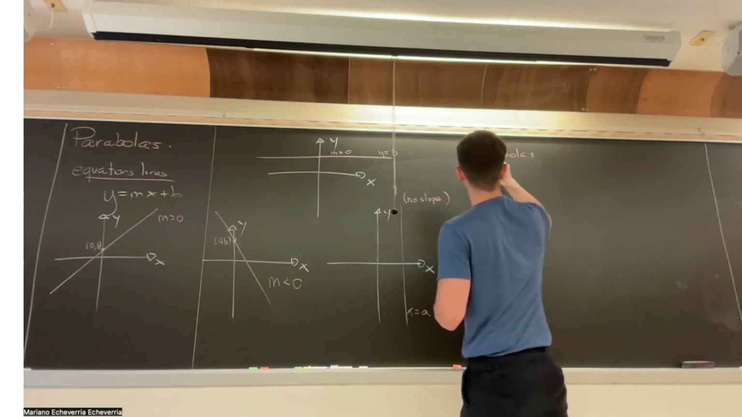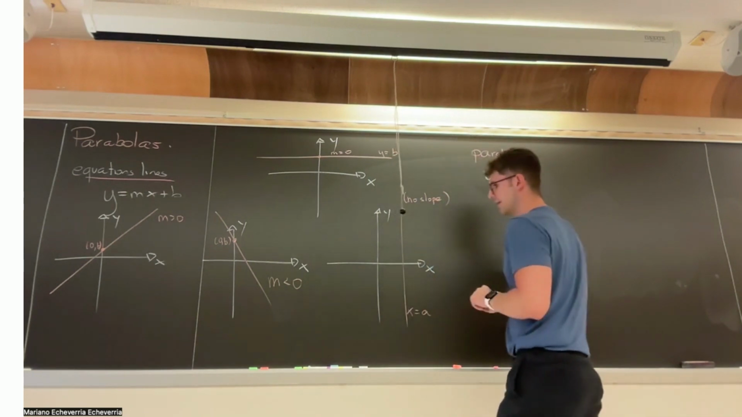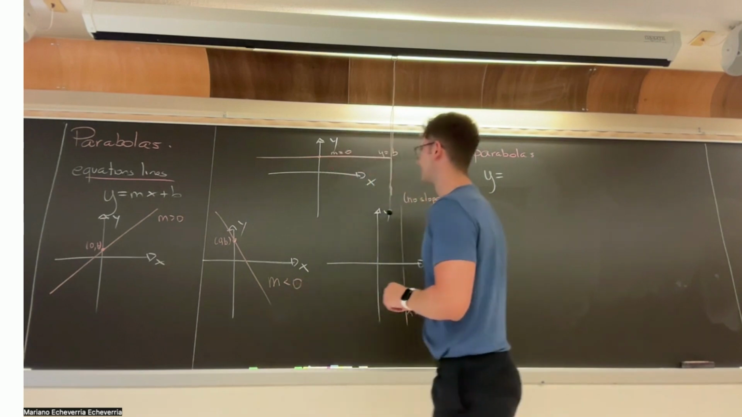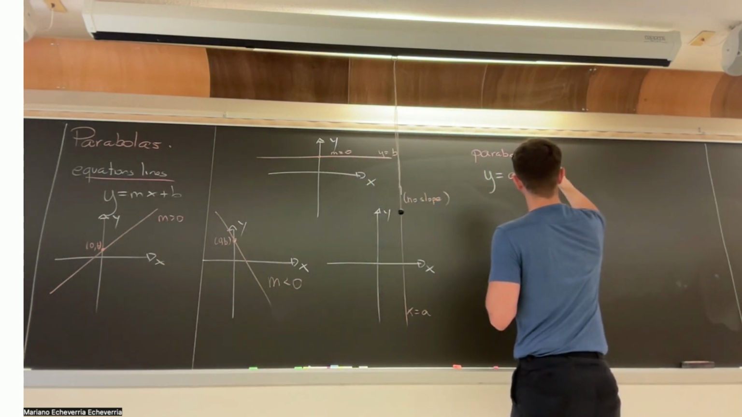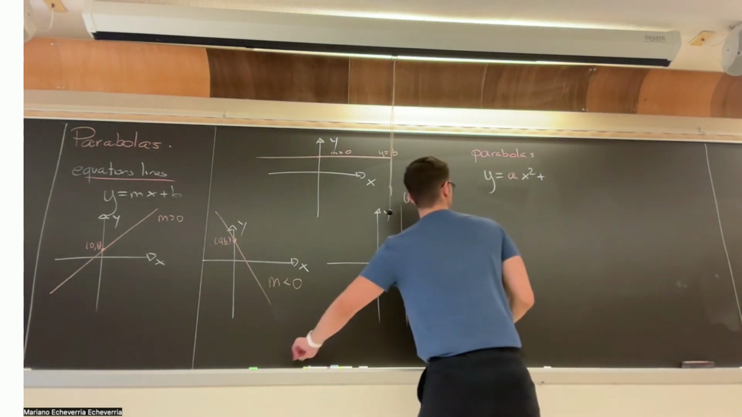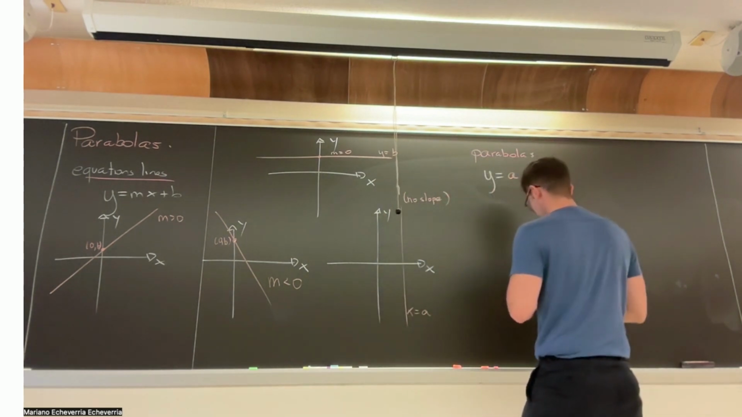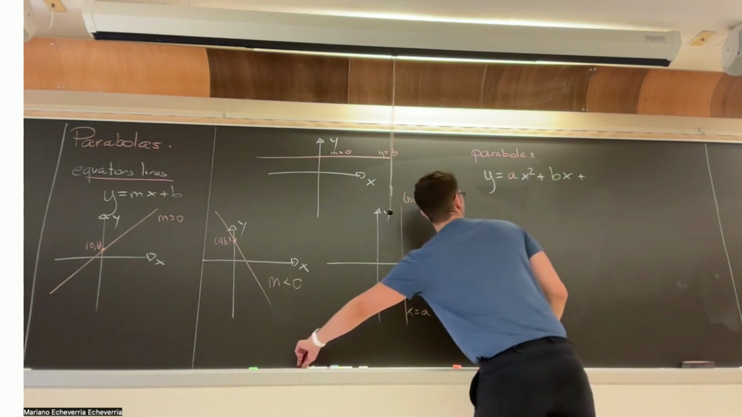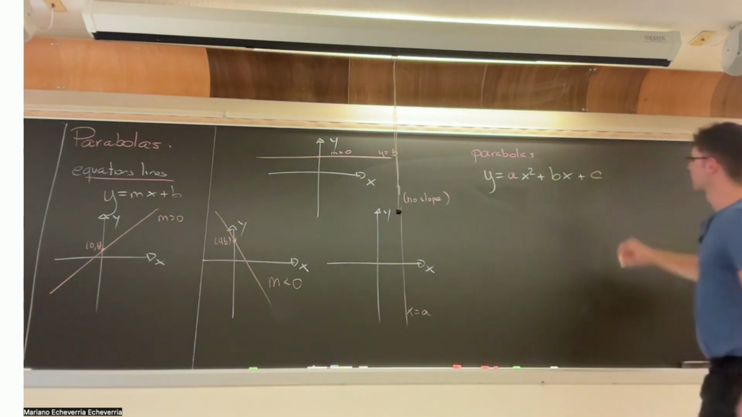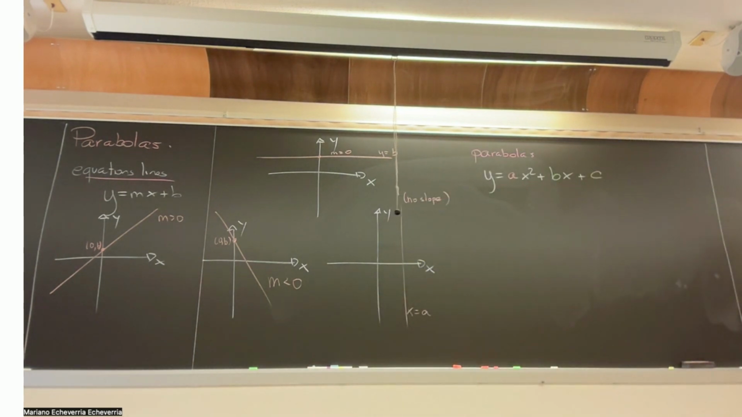And the equation of a parabola, the usual way to write it, is something like y equals ax squared plus bx plus c. So that is how a parabola is typically written.